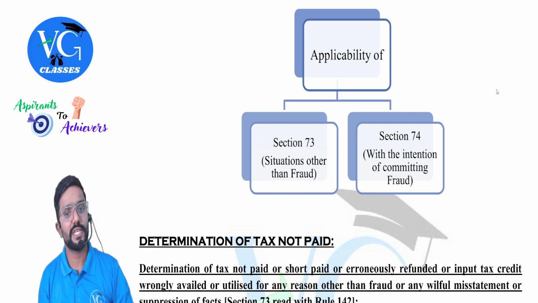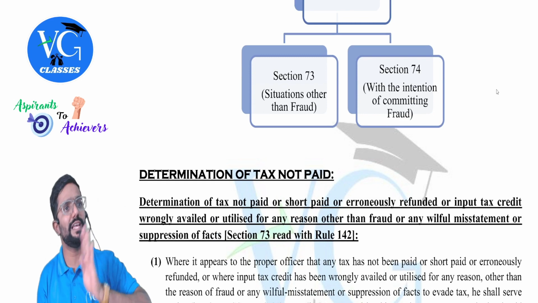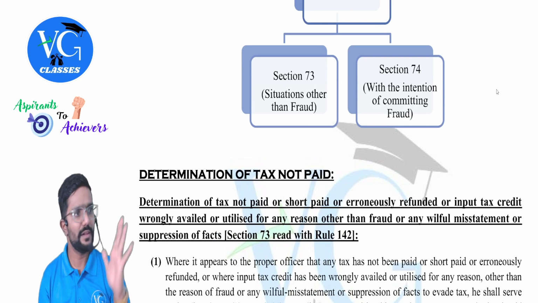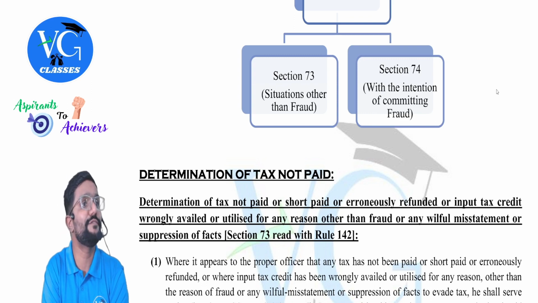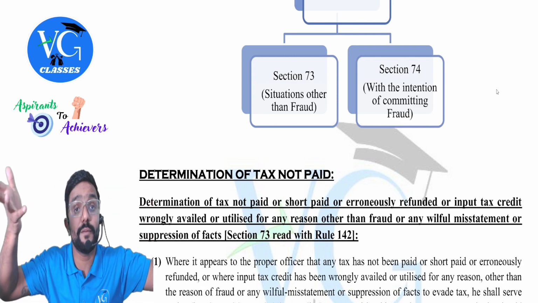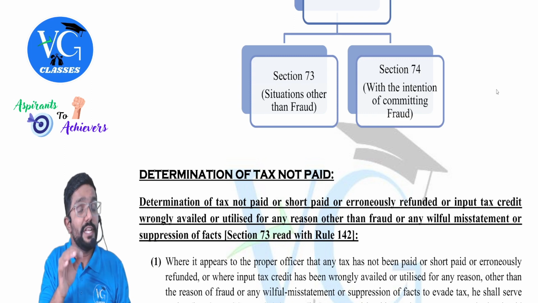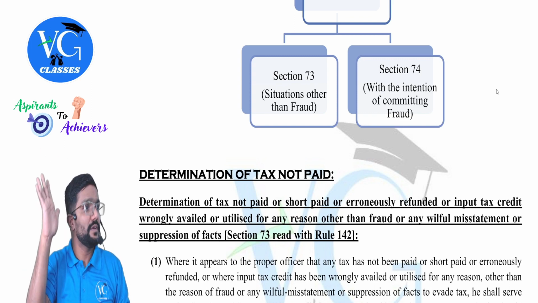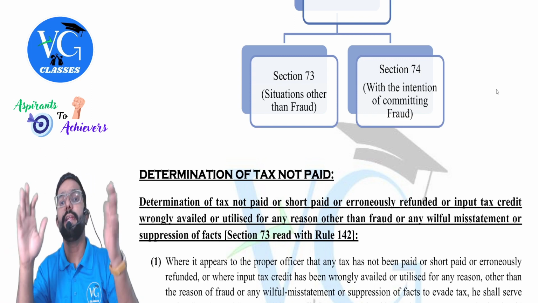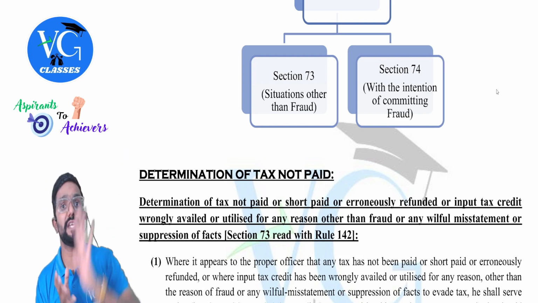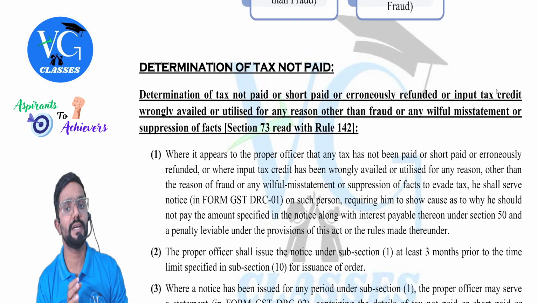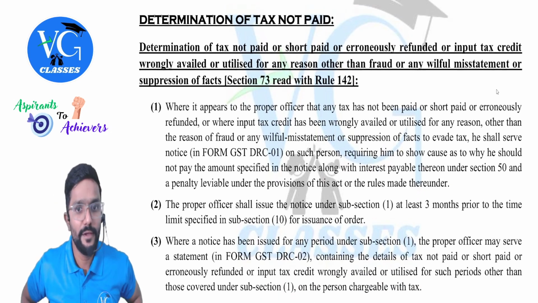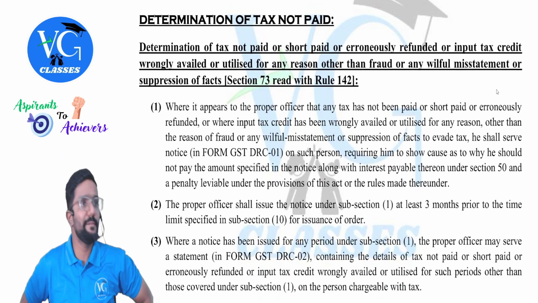Applicability of which section? Section 73 is for a situation other than fraud, means error or mistake. Whereas 74 is with an intention of committing fraud, means intentionally the person didn't pay. Intentionally to deceive the tax authorities or to evade the tax, he didn't pay the amount or he claimed excess credit. In that case, can they initiate the action against the person under section 74? Yes. Fine, guys. We'll start with section 73, very important.